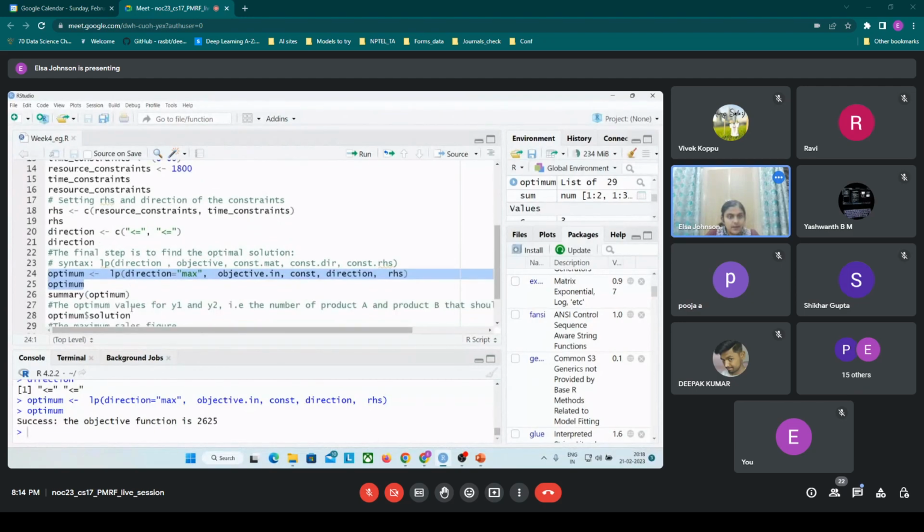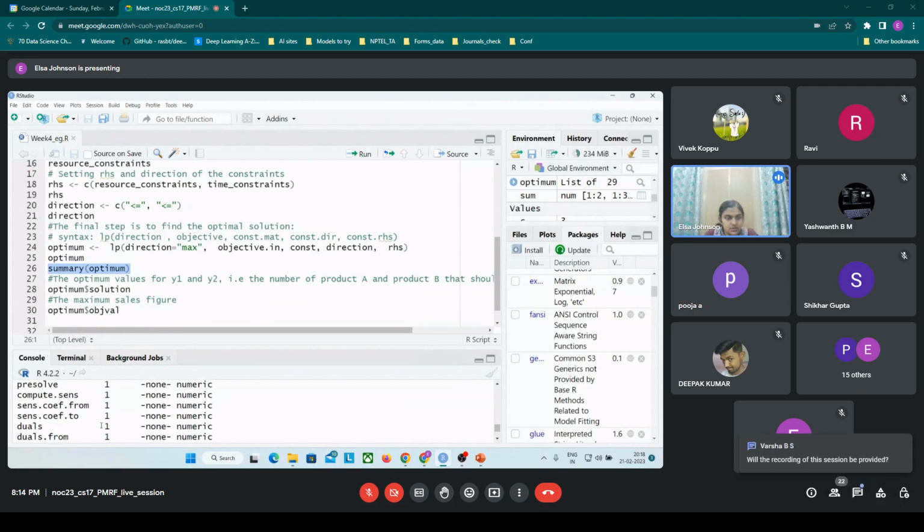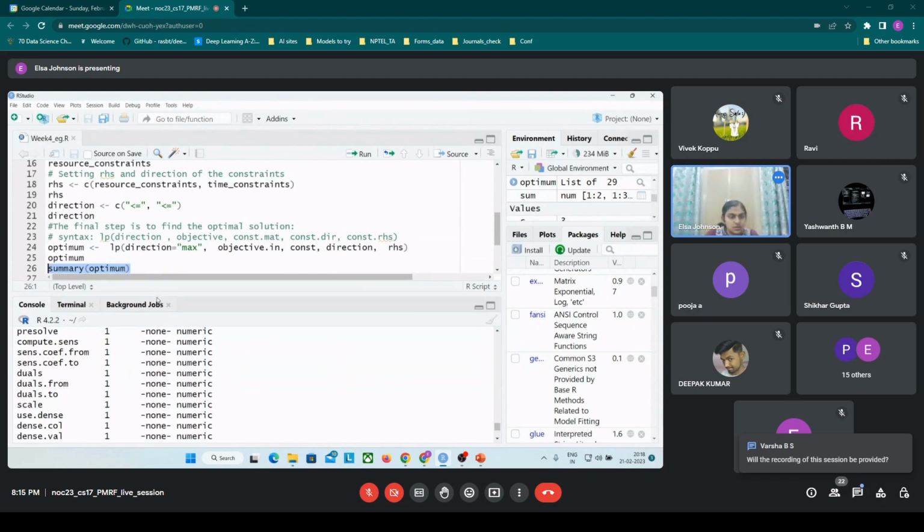Okay, now if you want to see the summary of the different things, all these things can be calculated. Yes, Varsha, the session is being recorded. Yes.